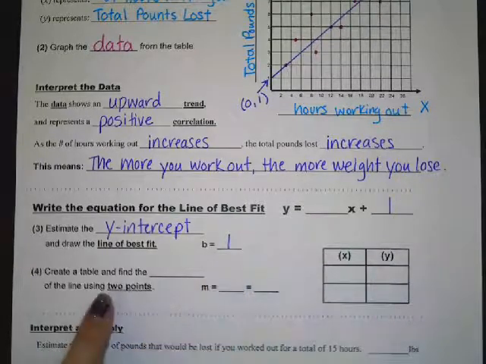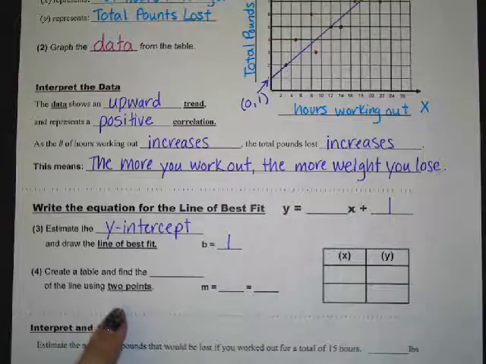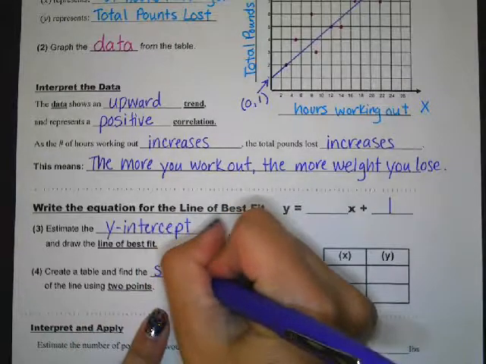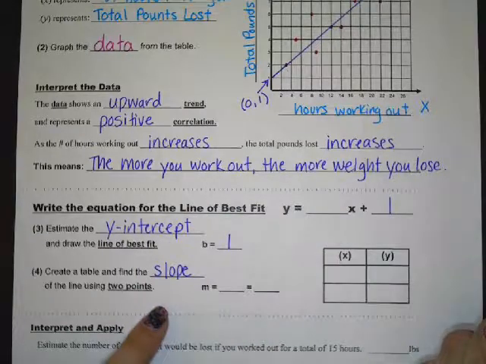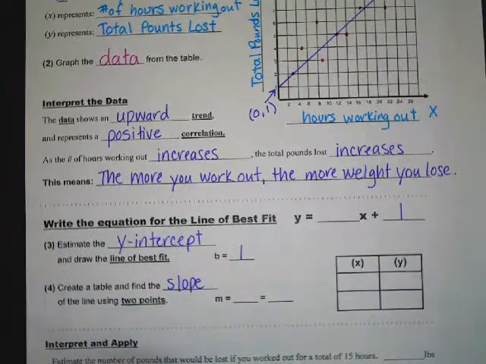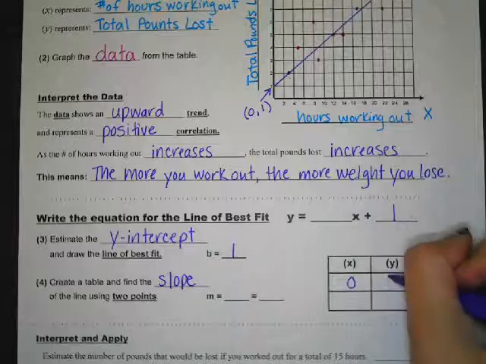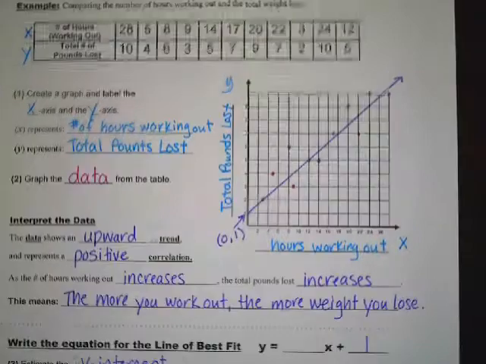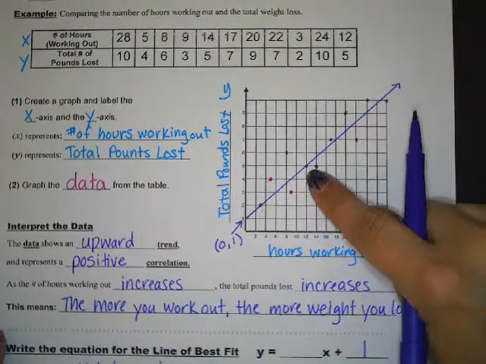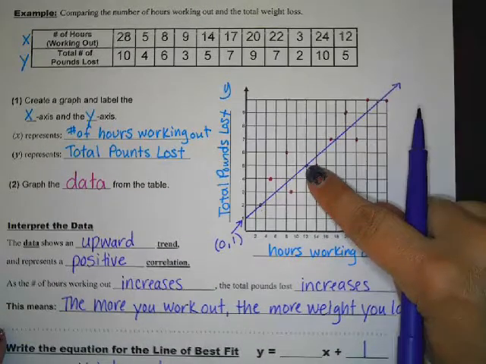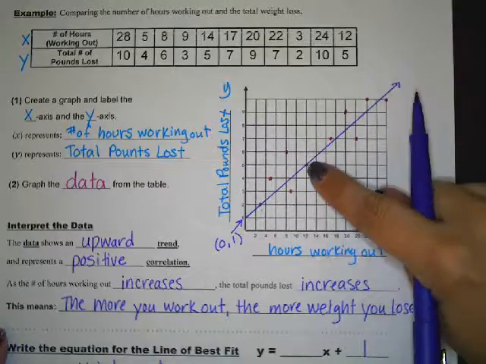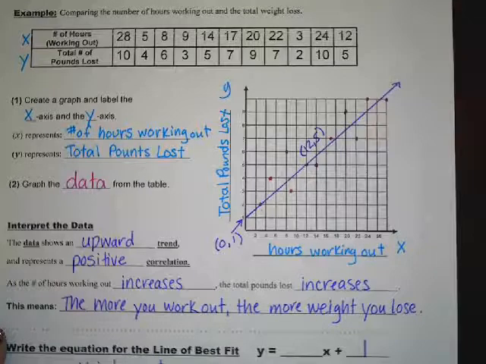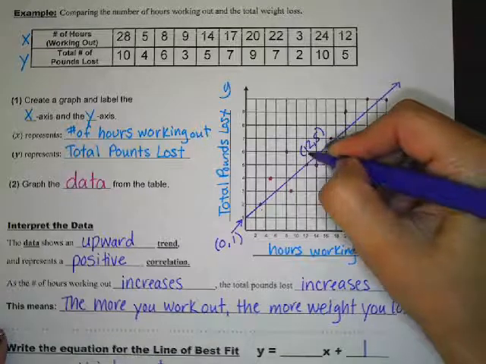Now we're going to create a table and find the line using 2 points. So we're going to find the slope. Okay. So we need a second point. So our first one is going to be (0, 1). Okay, and we need another point. So look at this. It actually went through this point right here. So that's (12, 5). So let's use that as our second point. It's right there. You see it?